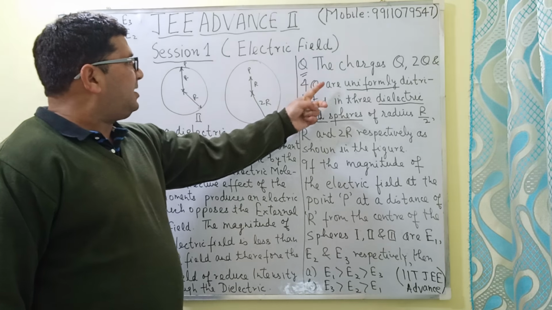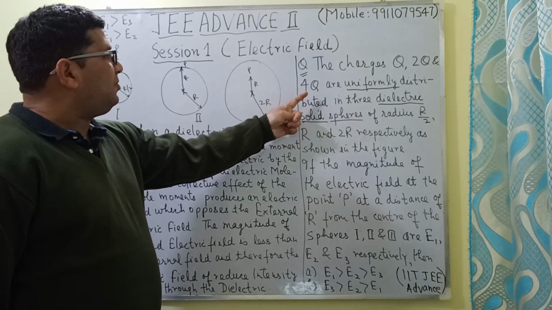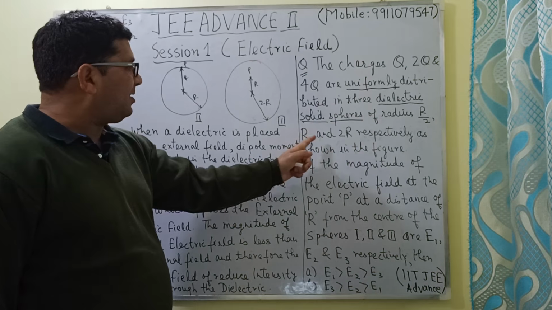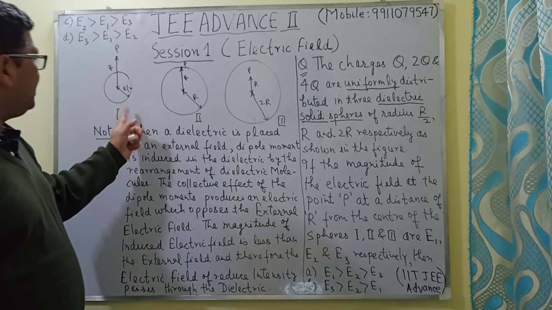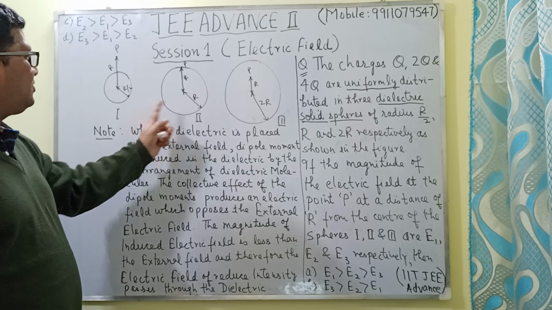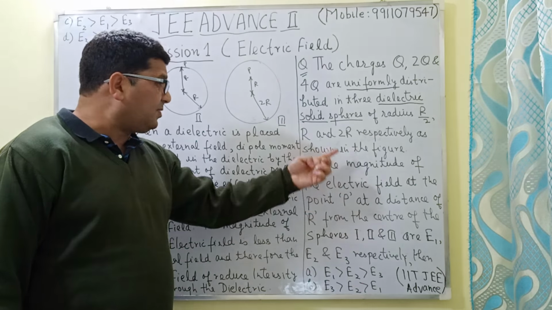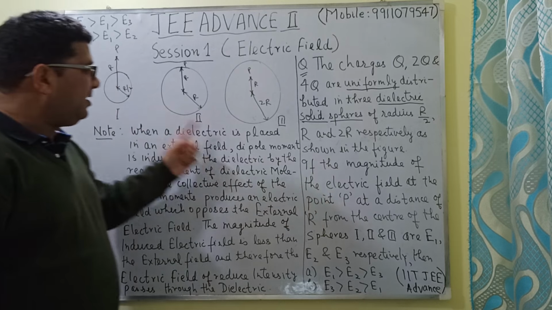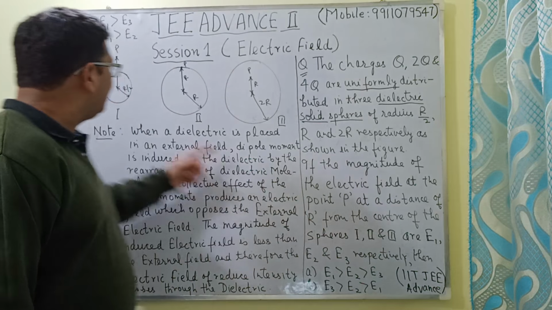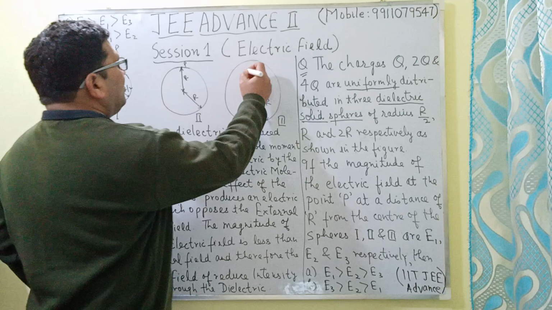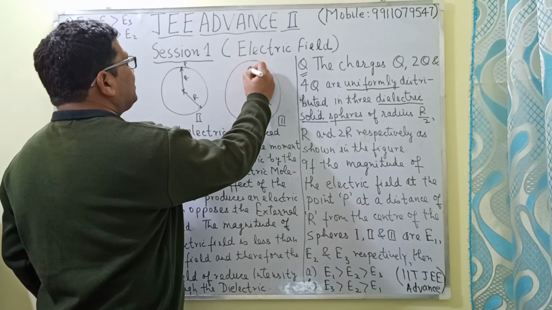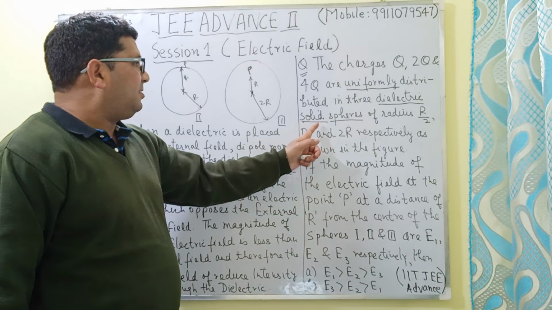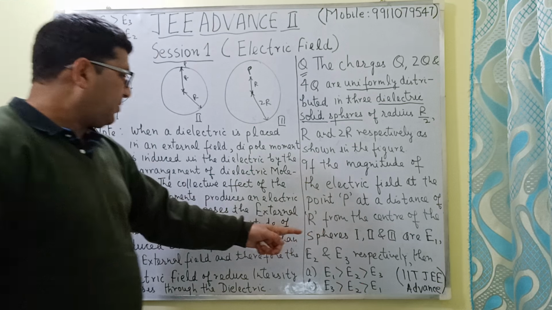So the question here is: the charges Q, 2Q and 4Q are uniformly distributed in three dielectric solid spheres of radius r by 2, r and 2r respectively, as shown in these figures. These three figures were given along with this question. There are three points P, each at a distance of r from the center of these three dielectric solid spheres.